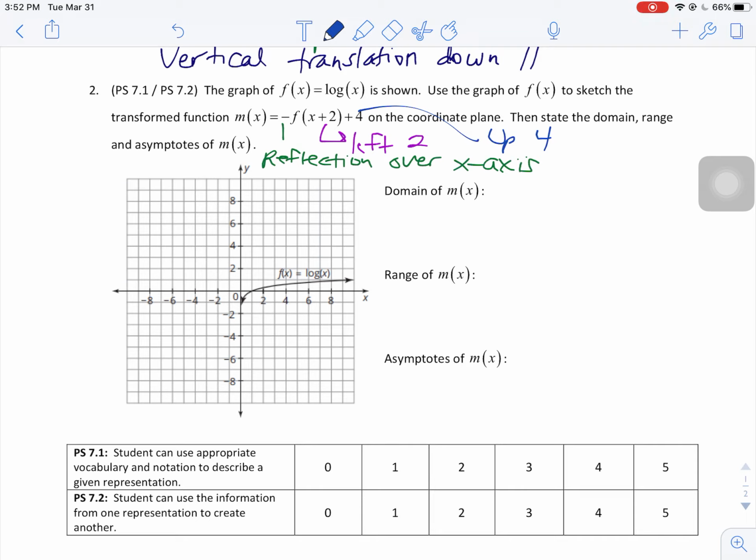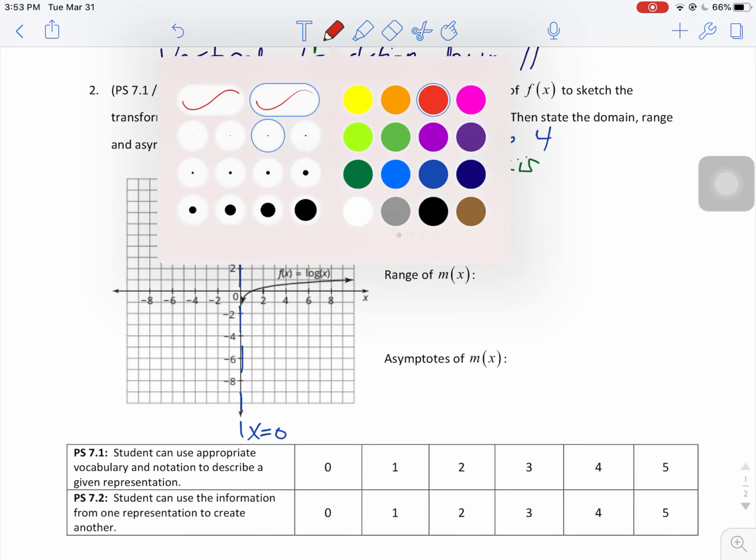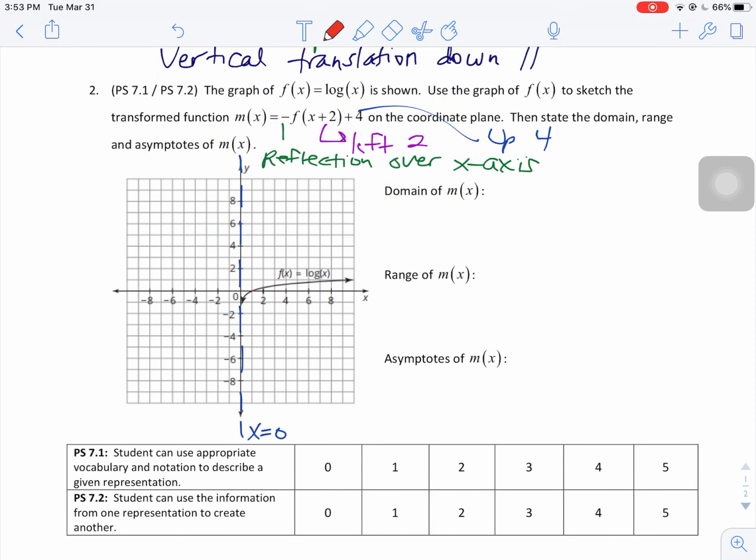So the key with this problem, when I look at the original function that's already graphed for us, there would be a vertical asymptote that I'm drawing in right now at x equals 0. So that would be my vertical asymptote at x equals 0. So I need to take that function and I need to flip it over the x-axis, which basically means I'm turning it upside down. And then I also need to go left 2 and up 4. So I can see on the graph, there is a point right here at 1, 0. So that's going to kind of be my point that I shift around.